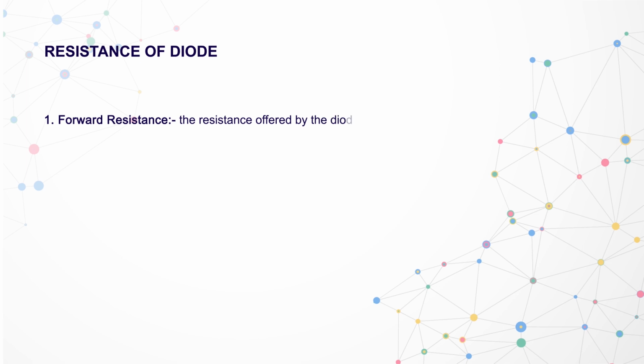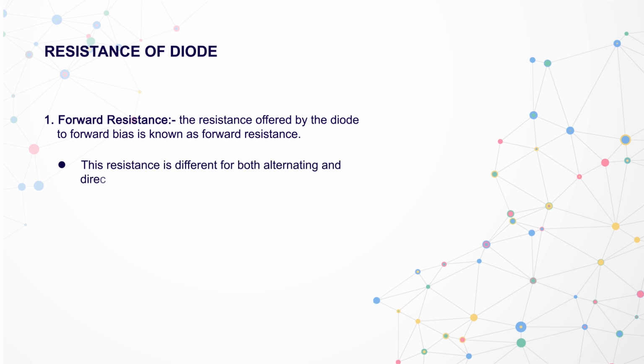Now, let us study about the resistance of a diode. As we know, in a diode, when the two types of biasing are applied, two different types of resistance are offered by the diode. So, there are two types of resistances, that is forward resistance and reverse resistance. So, first we will study about the forward resistance. The forward resistance is the resistance offered by the diode to the forward bias condition, and it is known as forward resistance. This resistance is different for alternating and direct current.